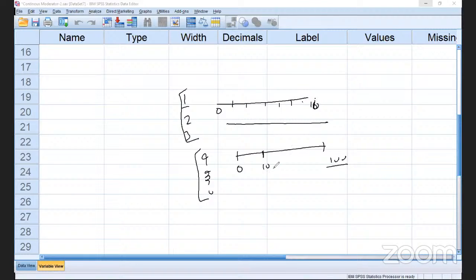Here 10 means a low value, and here 10 means a high value. That is why, if our units or options are different, then we should standardize. If we are taking all 6 questions in 0 to 10 or 0 to 100, then there is no need to standardize the questions. Okay.